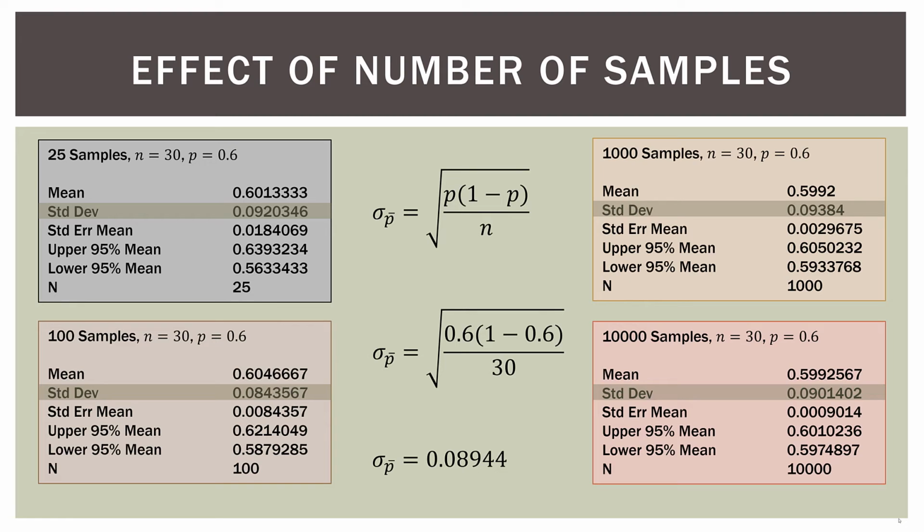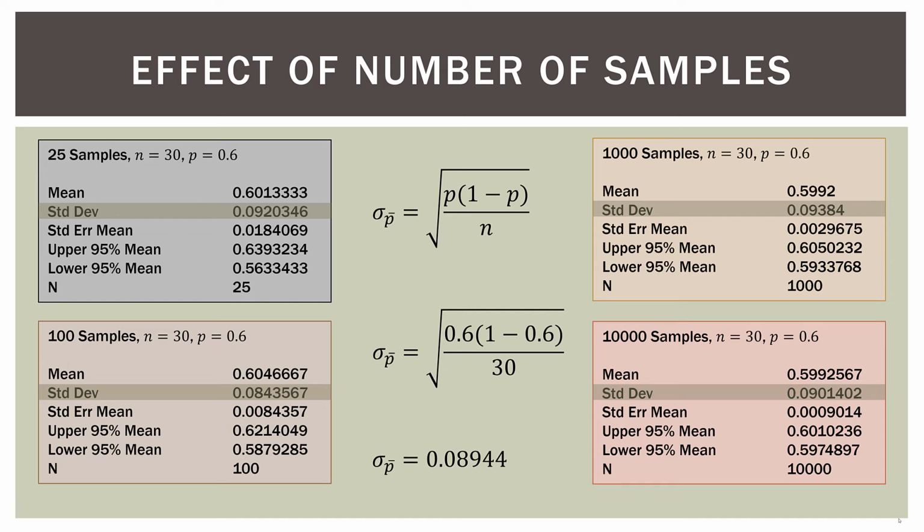So what can we say about the effect of the number of samples? It's kind of a trick question, because it doesn't matter. Notice that our formula is based on P and N, and in every one of our samples, N and P are the same. Therefore, the standard error is the same.